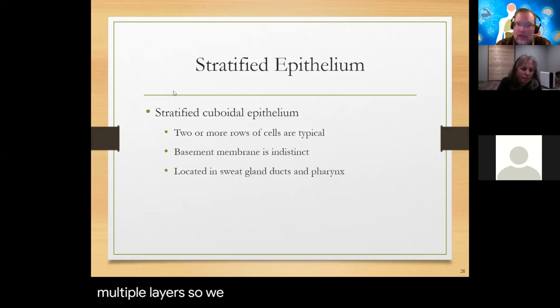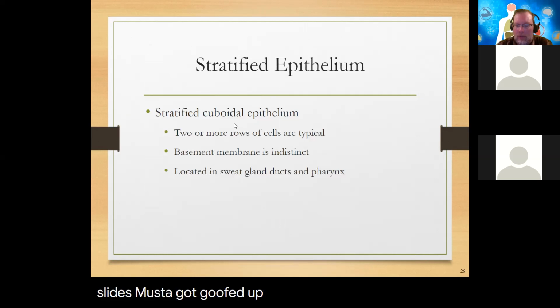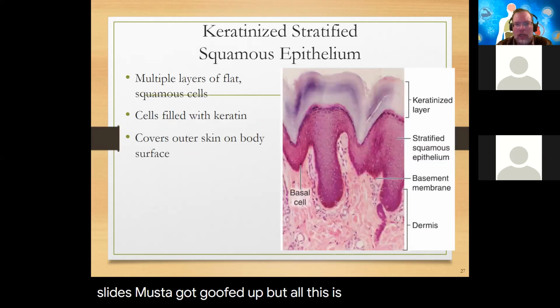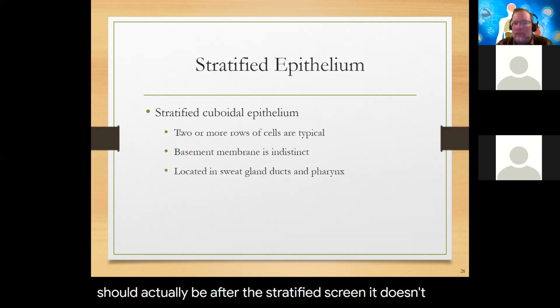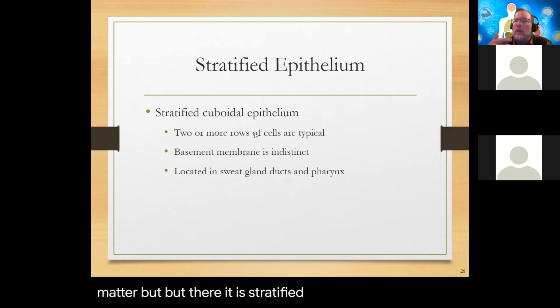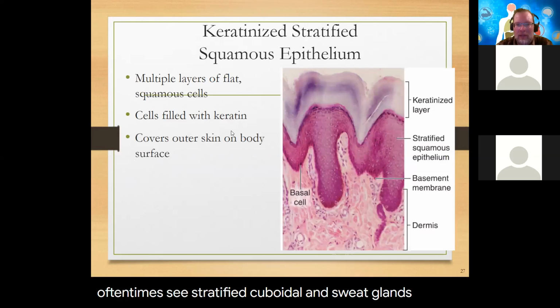So we can have stratified squamous, stratified cuboidal. And again, we touched on stratified columnar a few minutes ago. My slides must have got goofed up, but all this stratified cuboidal should actually be after the stratified squamous. It doesn't matter, but there it is, stratified cuboidal, two or more rows of cubes. Basement membrane is difficult to see. We oftentimes see stratified cuboidal in sweat glands as well as the pharynx, or the back of the throat.